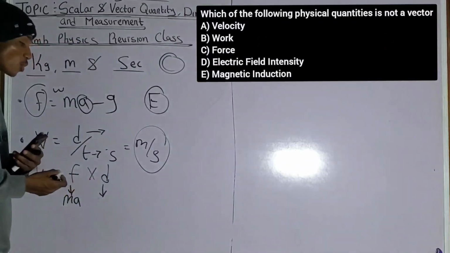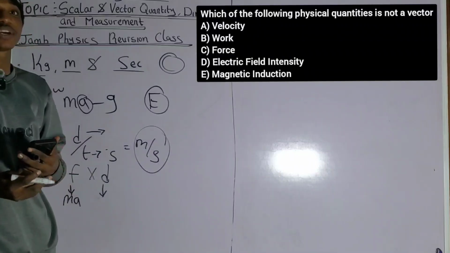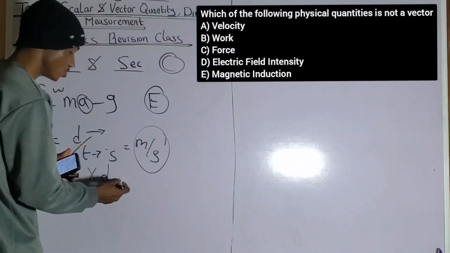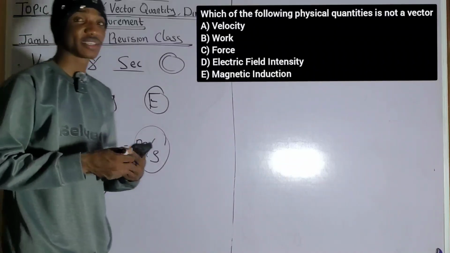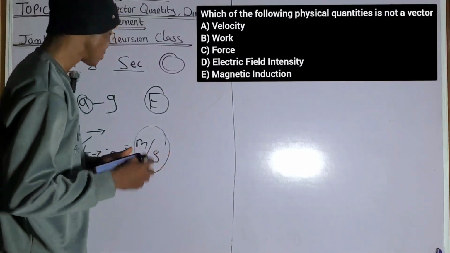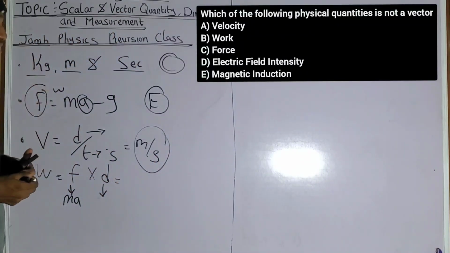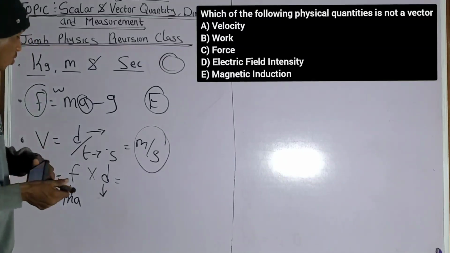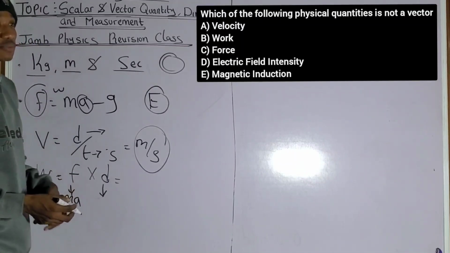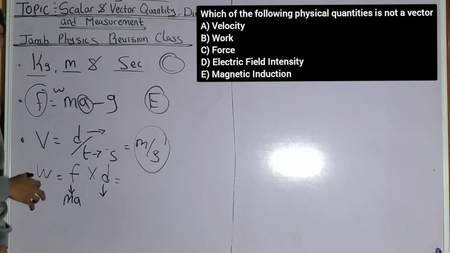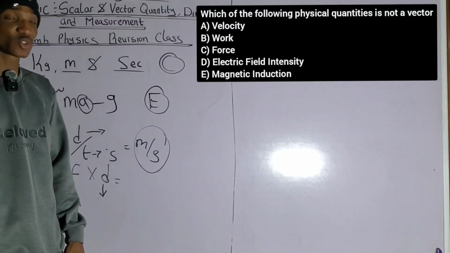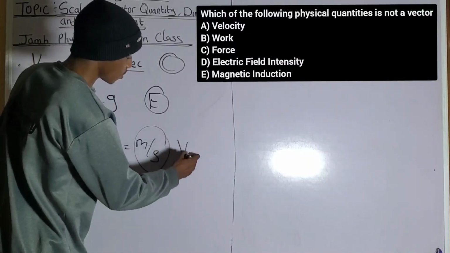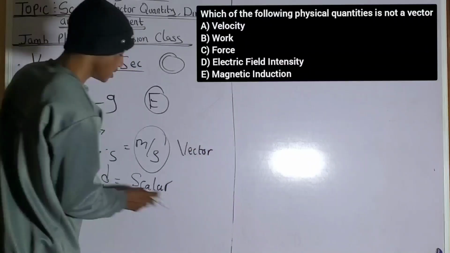Anytime you take the dot product of two vector quantities, you're going to have a scalar quantity. Do you understand? I'm going to say that again. Anytime you take the dot product of two vector quantities, you get a scalar quantity. So the product of force and displacement, which gives us work, is a scalar quantity. So work is a scalar quantity. This is a vector quantity, and this is a scalar quantity.